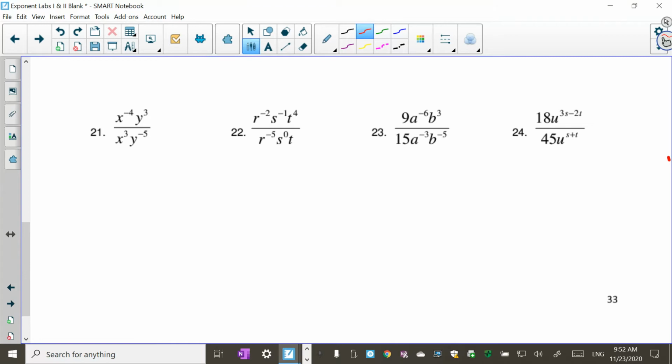Pick a number. 24. Good one. This one, first block, pick this one too.